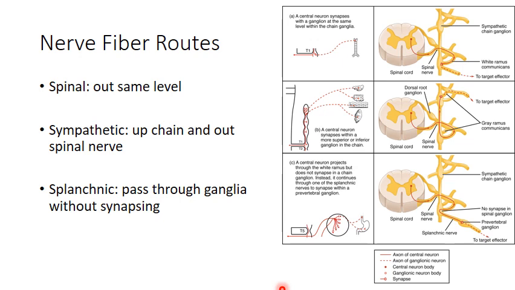Oh, and I should say for the splanchnic one, this is only going to occur with some of the fibers that arise between T5, thoracic 5, and T12. The rest of them are not going to follow this particular route.